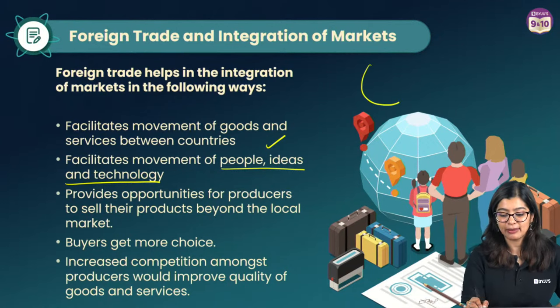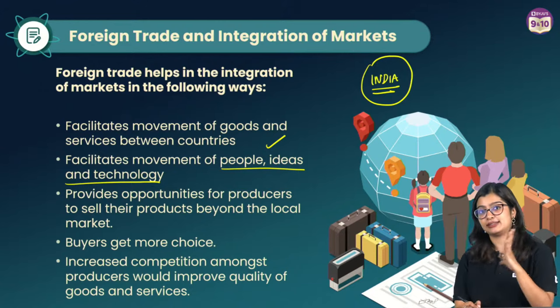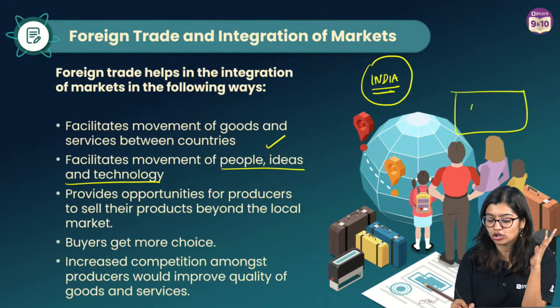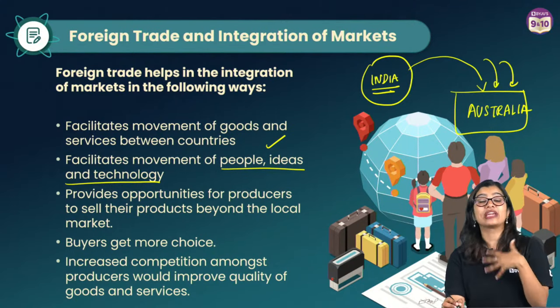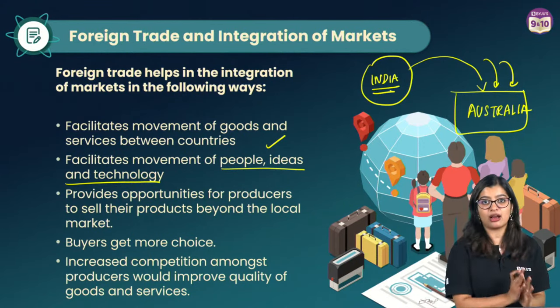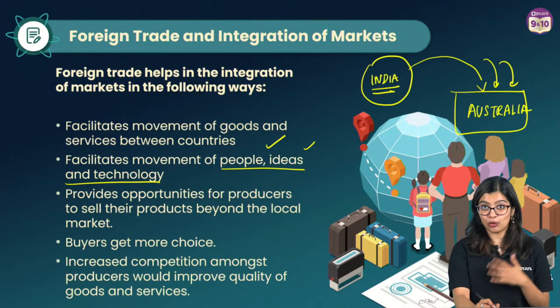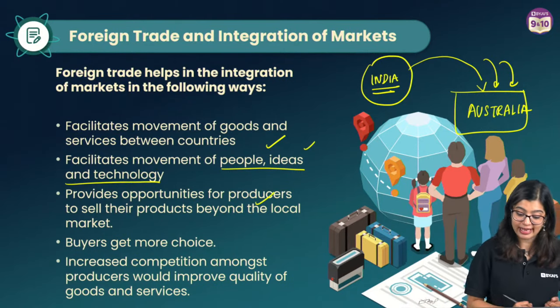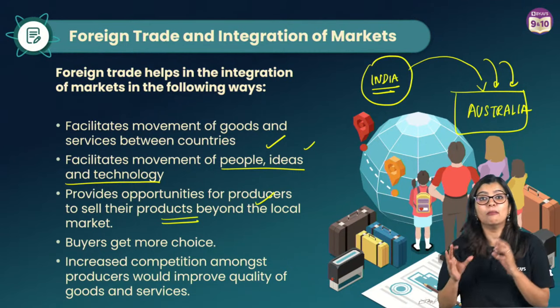Now, I told you, right? Imagine I'm working in India, but I'm working for an MNC and there is a project happening in Australia. As a result, me being an Indian, I am able to travel to Australia to carry out a project, right? So there is movement of me from my country to Australia, which means when I go, there is flow of ideas, flow of technology. This also provides an opportunity for producers to sell their products beyond the local market.